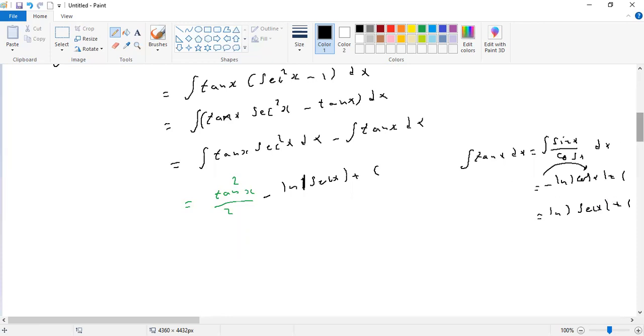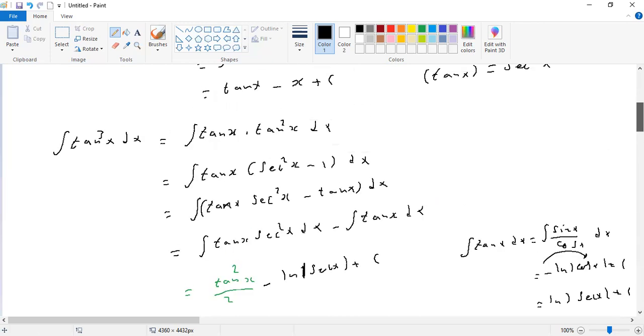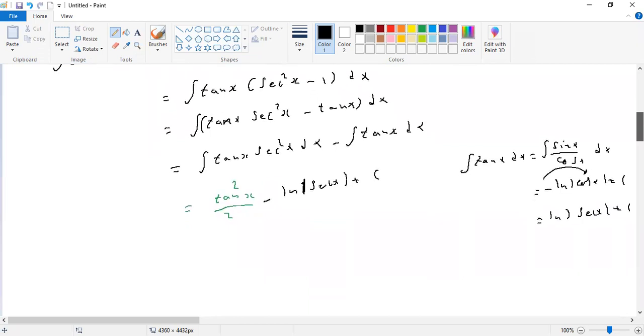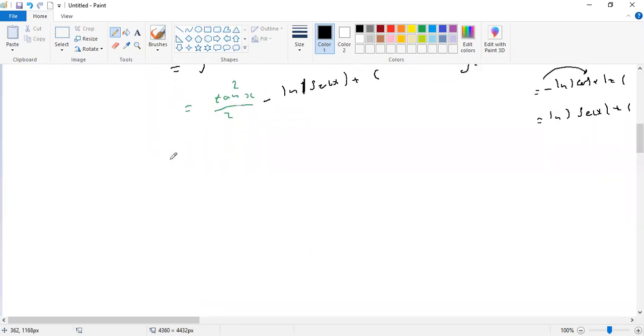Then, what about if I have this one, the cube? What about the power 4? What do you have to do with power 4? Integral of tan power 4 x dx. I have here power 4 equal to, how to write it? Now, one of the tan, this tan squared x dx, we can write it as secant squared x minus 1.